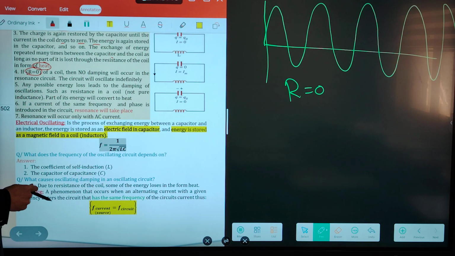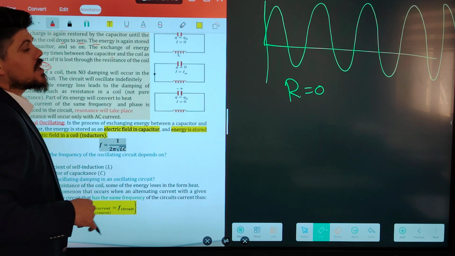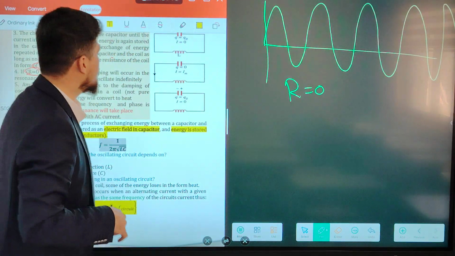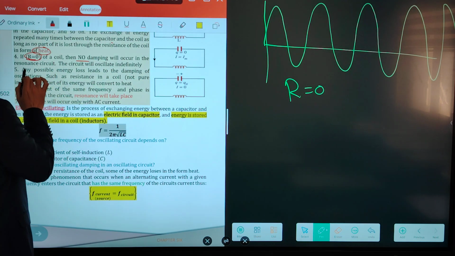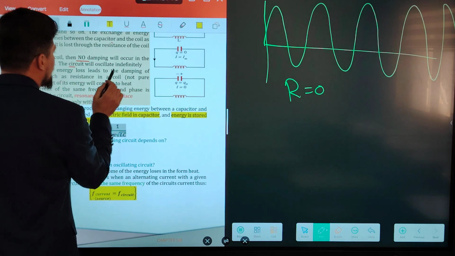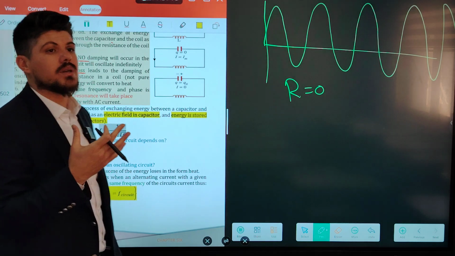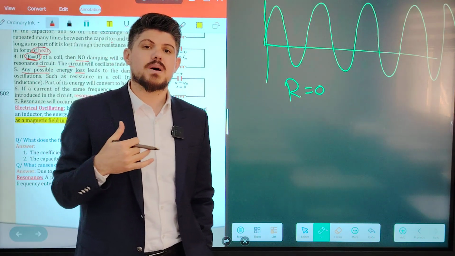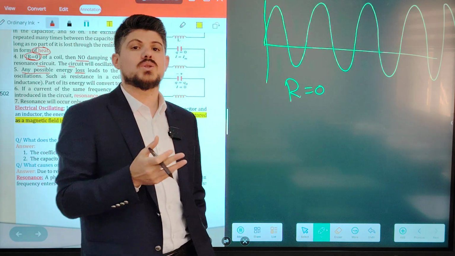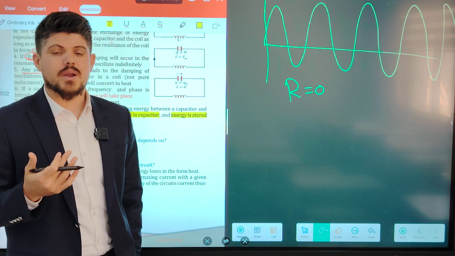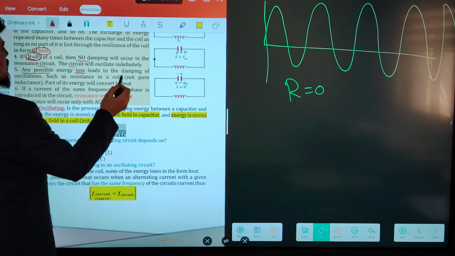If the resistance of the wire is zero, if you neglect the resistance of the wire and the resistance of the circuit, this oscillating circuit will oscillate forever, indefinitely. Then no damping will occur when resistance is zero. In a resonance circuit, the circuit will oscillate indefinitely. Any possible energy loss, when we say any possible energy loss, it means maybe energy lost by the friction between the flow of charge and the atoms of the wire, the type of the material and the resistance of the coil, it goes to losing some energy, which leads to damping.